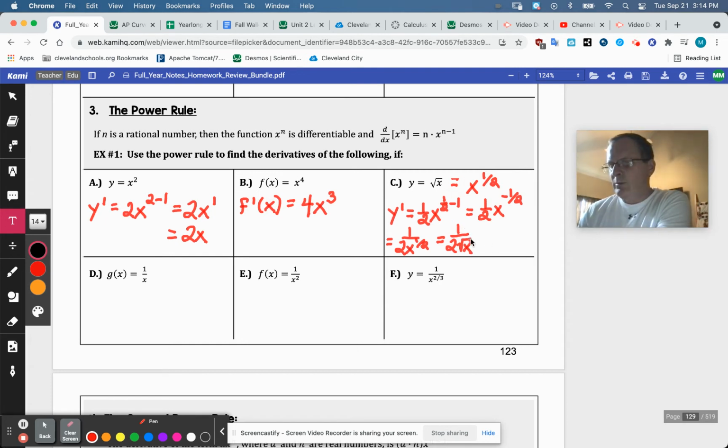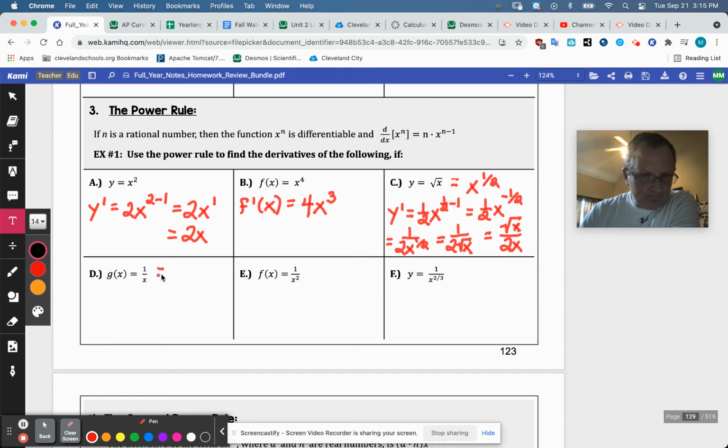And usually they don't make you rationalize the denominator. But if they did, you'd multiply top and bottom by the square root of x, would you not? So you'd have the square root of x over 2x. I'm just going to be honest, they really don't make you do that a whole lot. This is good. That's good. That's even okay. Any of these are fine. So you've got 1, 2, 3, 4 different ways to write that answer.